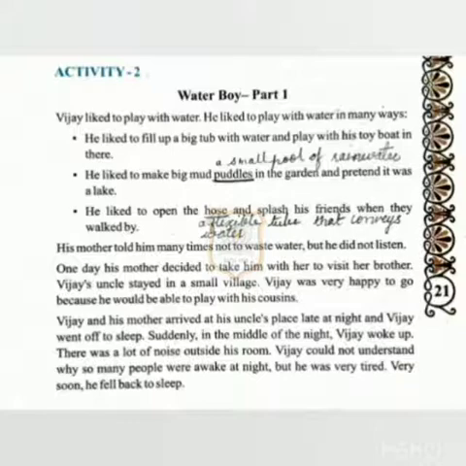He liked to open the hose and splash his friends when they walked by. What is a hose? It is a flexible tube that conveys water. His mother told him many times not to waste water, but he did not listen. One day, his mother decided to take him with her to visit her brother. Vijay's uncle stayed in a small village. Vijay was very happy to go because he would be able to play with his cousins.